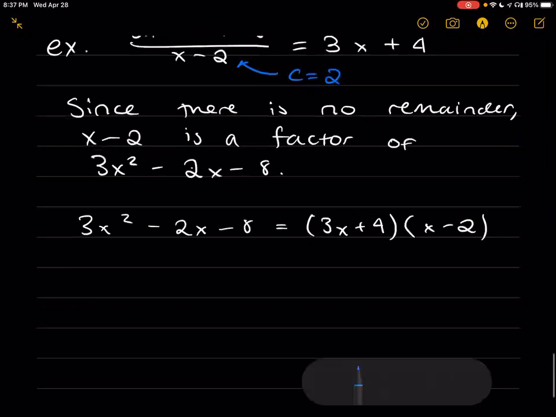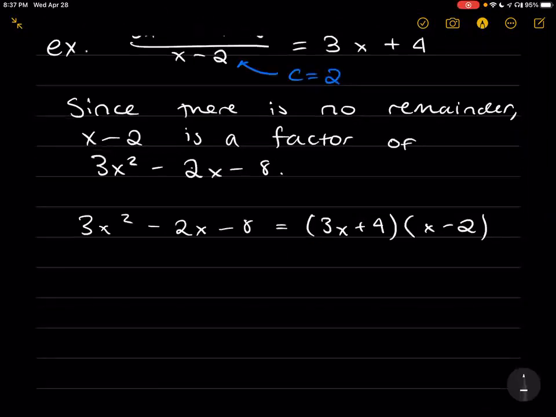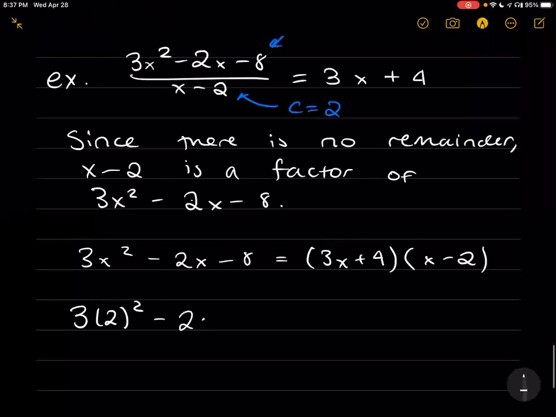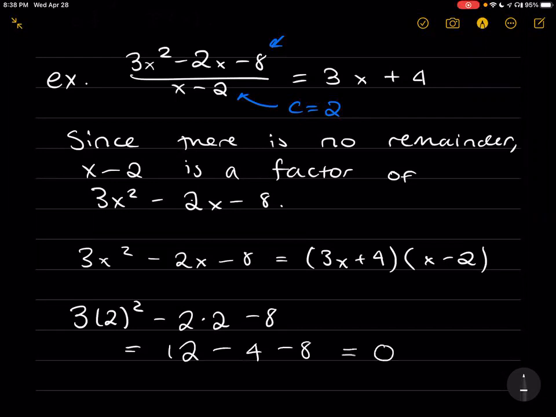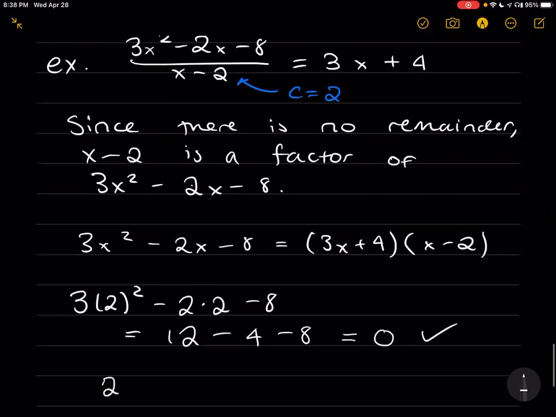Let's double check that, just so we can convince ourselves. Let's plug in 2, and if it is a root, we should get 0. If we plug in 2 for x, we get 3 times 2 squared minus 2 times 2 minus 8. 2 squared is 4, 4 times 3 is 12, so we've got 12 minus 4 minus 8. And oh, look at that, it is 0. 2 is a root.